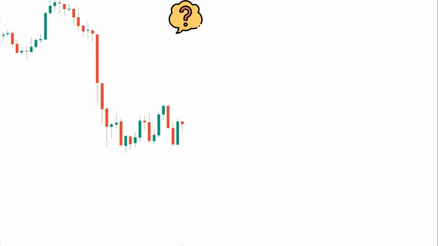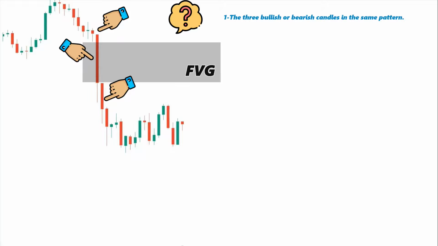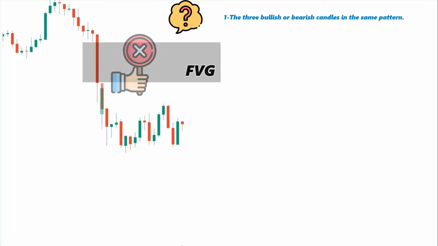What confirmations are required for entering with this strategy? Initially, the formed FVG area should consist of 3 consecutive bullish or bearish candles. It means that even if one of the candles forming the fair value gap area is different, it will not be considered as a valid entry area.